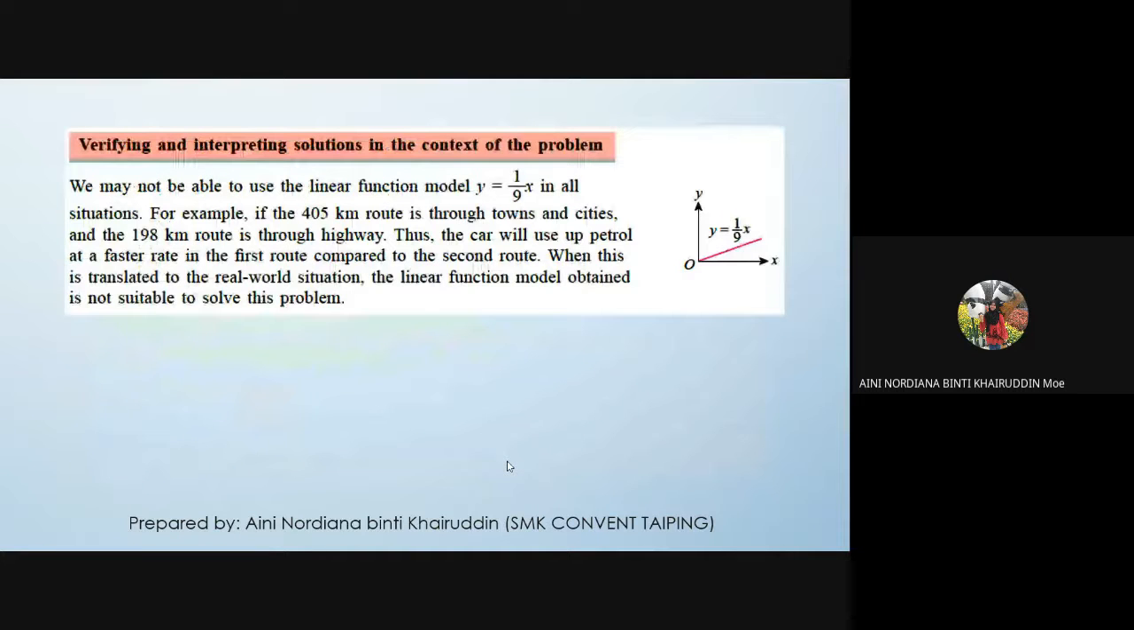Next, step 4, verifying and interpreting solution in the context of the problem. We may not be able to use the linear function model Y equals 1 over 9 X in all situations. For example, if the 405 kilometer route is through towns and cities and the 198 kilometer route is through highway, thus the car will use up petrol at a faster rate in the first route compared to the second route. When this is translated to the real world situation, the linear function model obtained is not suitable to solve this problem.